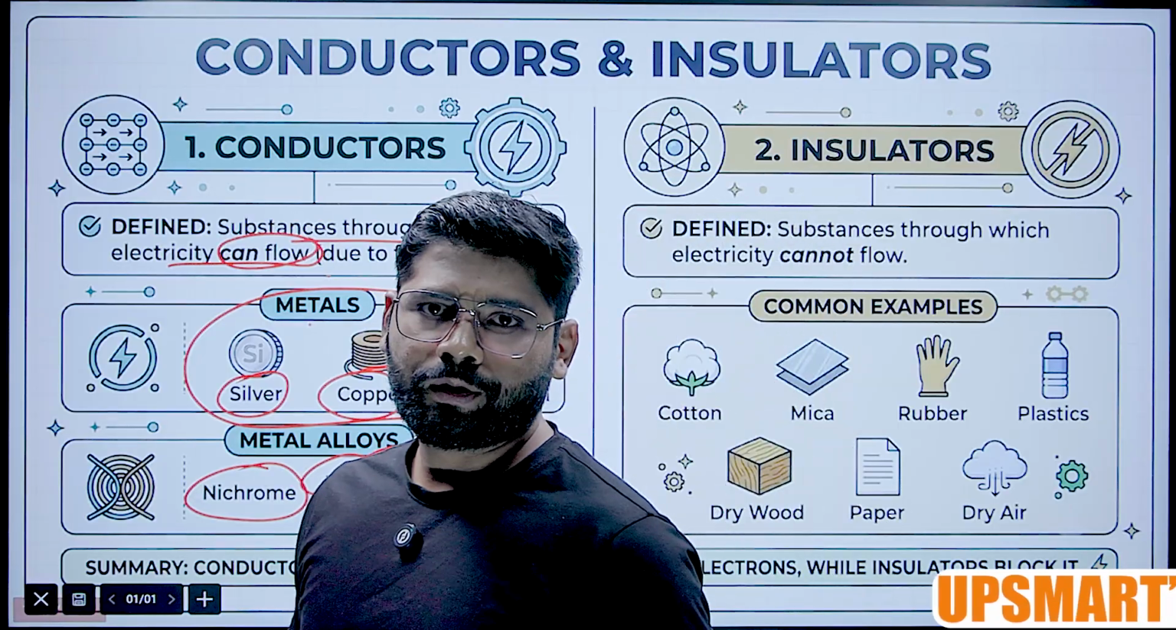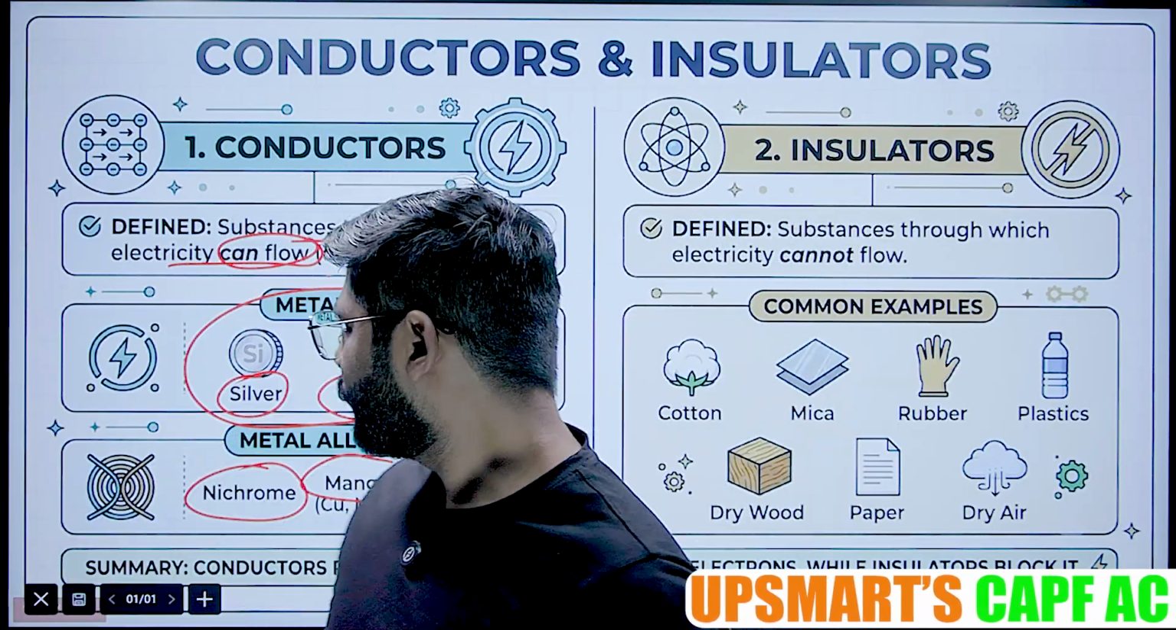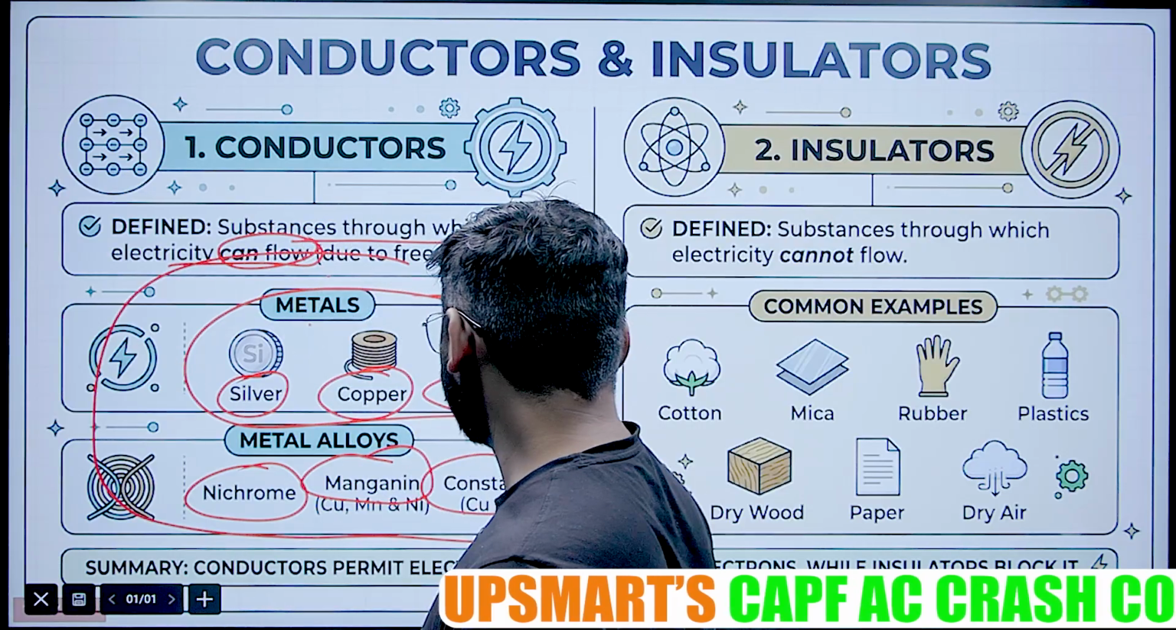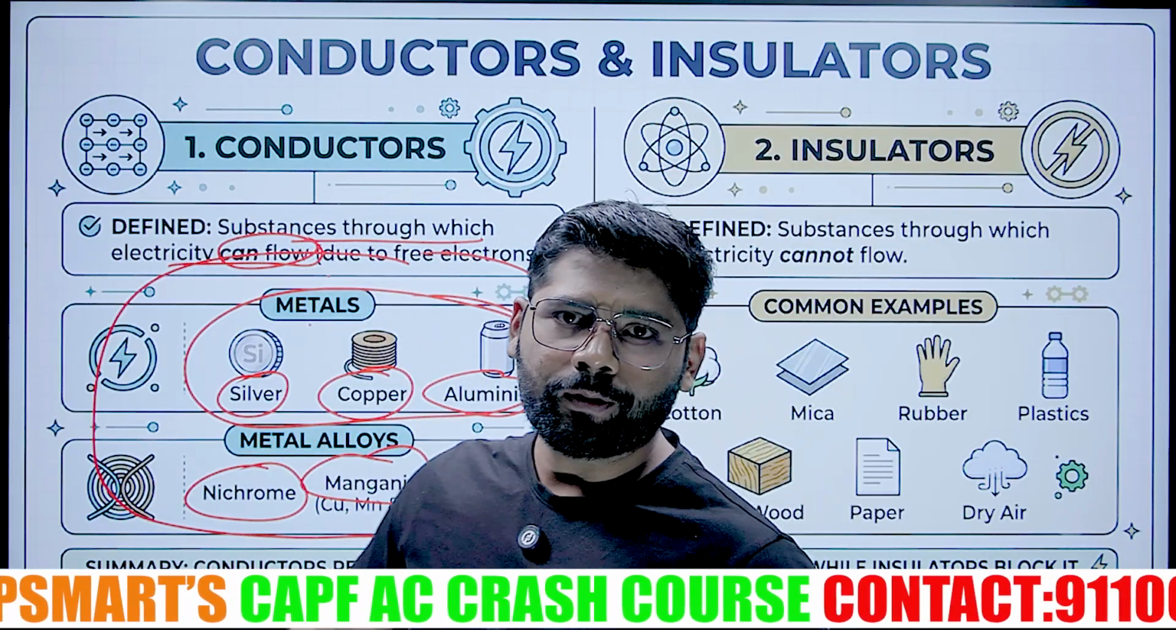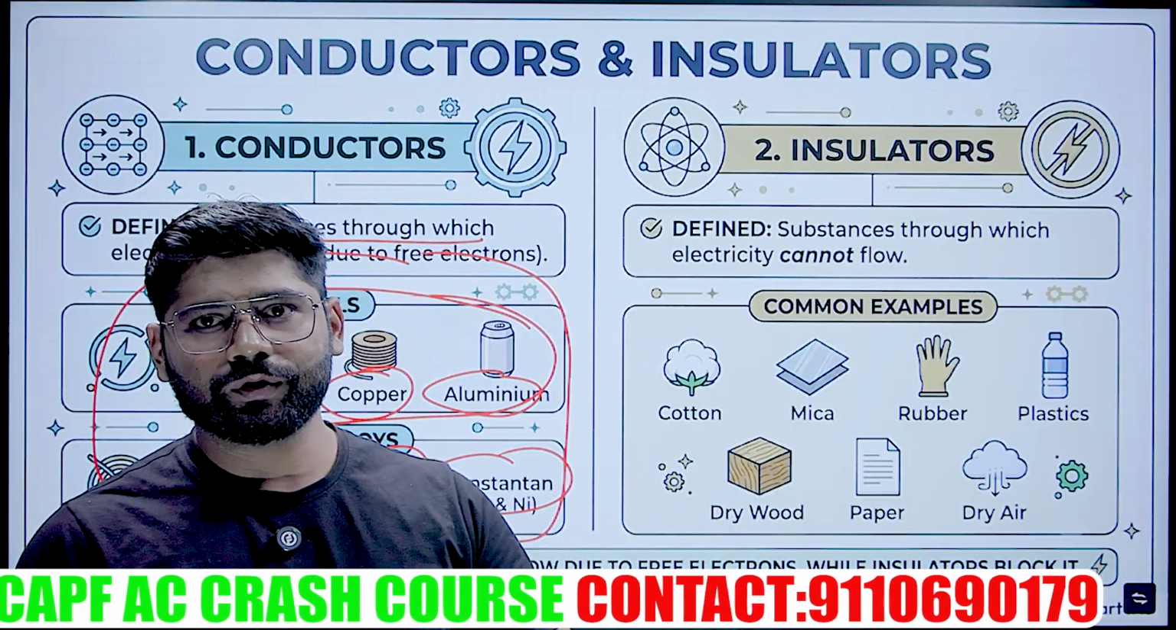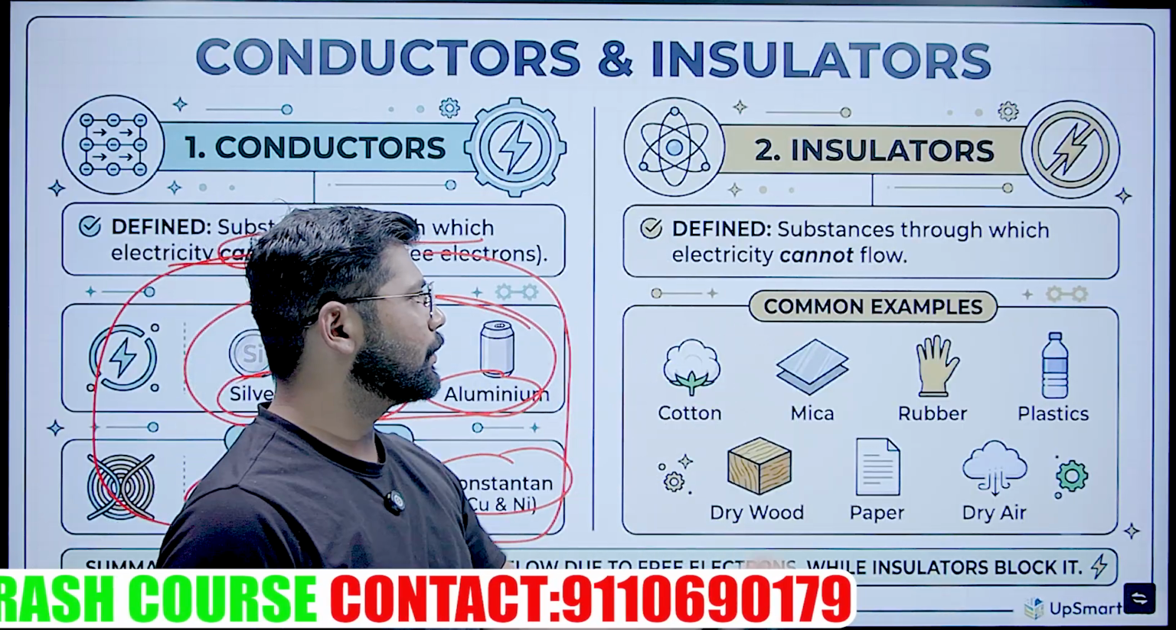And when it comes to metal alloys, there are nichrome, manganin and constantan. So these are the metal alloys. What metals and metal alloys do is facilitate the flow of current. That's why they are used in wires, because they allow the flow of current. But it does not happen with an insulator.